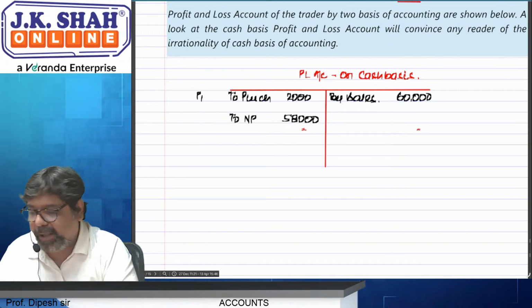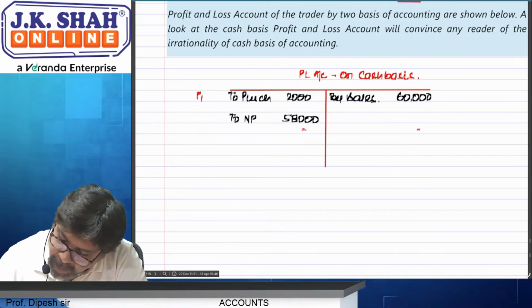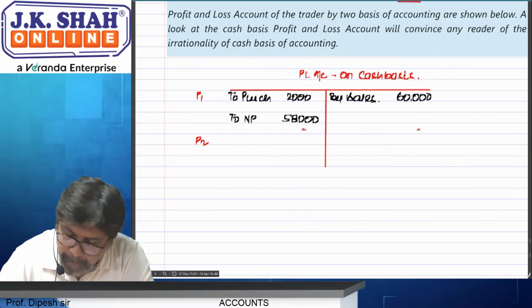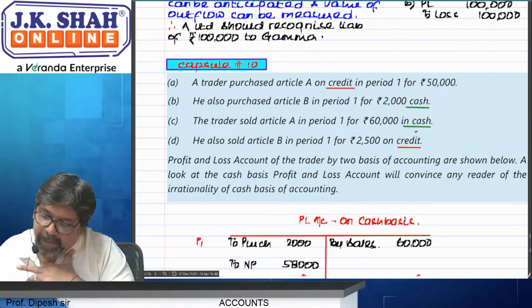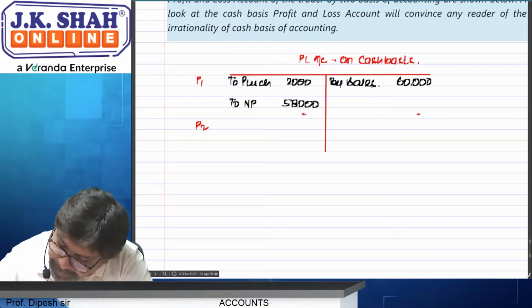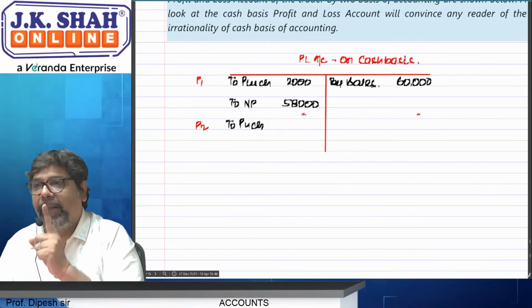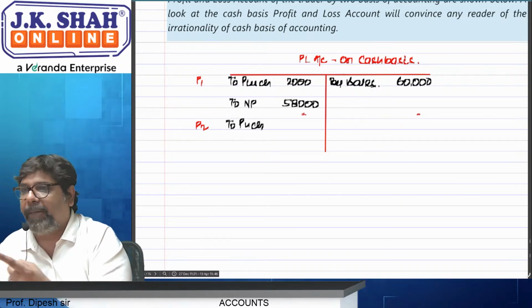Now in period 2. This is period 1. Now period 2 में, whatever he has purchased in period 1 on credit, वो period 2 में कैश दे देगा. To purchases how much? Whatever he has purchased in period 1 on credit, he will pay for that in period 2.